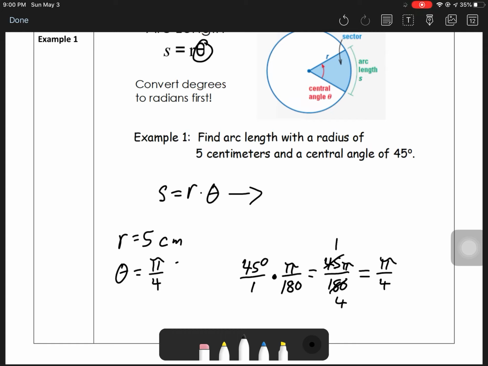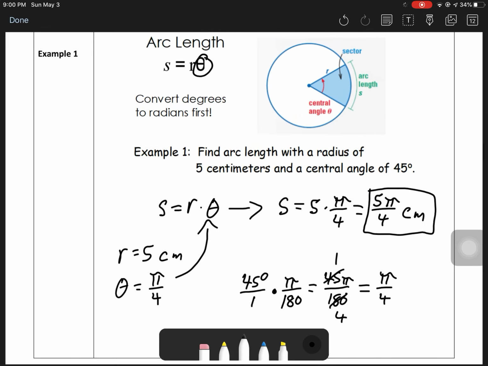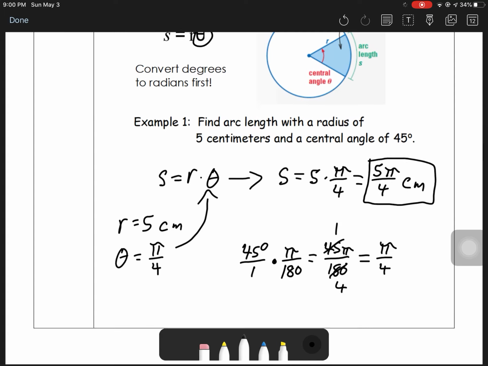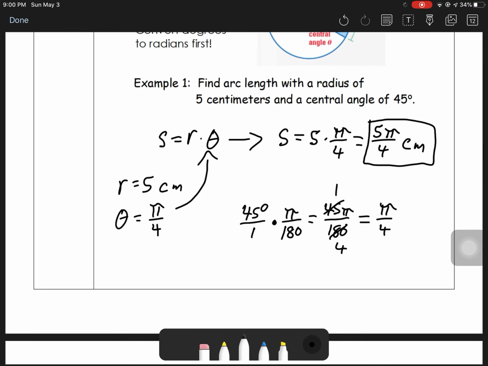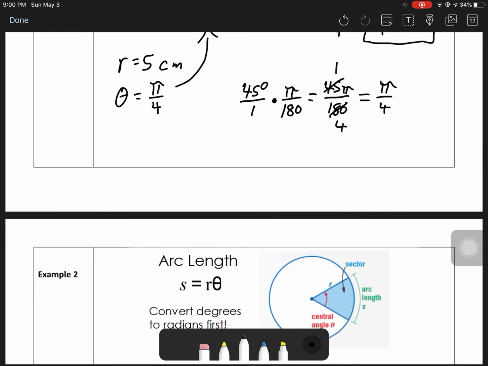So now we're going to plug both of these into our formula. So S equals 5 times pi over 4. You can type this out into your calculator. You can type in pi as 3.14, or you can just leave it as 5 pi over 4 centimeters. I am good with that. I'm sure that we can all handle typing in pi as 3.14 and multiplying this out, but I'm good with that answer right there.